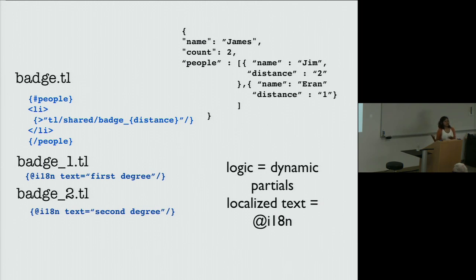It's inbuilt logic. In the example of the JSON, there are two items in the people array. One, the name is Jim and the distance is 2. The second one, his name is Aaron and the distance is 1. It just loops over, figures out the value of the distance, and if the value of distance is 1, it invokes badge1.tl, and if the value of the distance is 2, it invokes badge2.tl. As simple as that. This was some kind of a hidden thing that we didn't discover in the beginning, and that avoids a lot of use cases where you have to do an if or select or equals check.